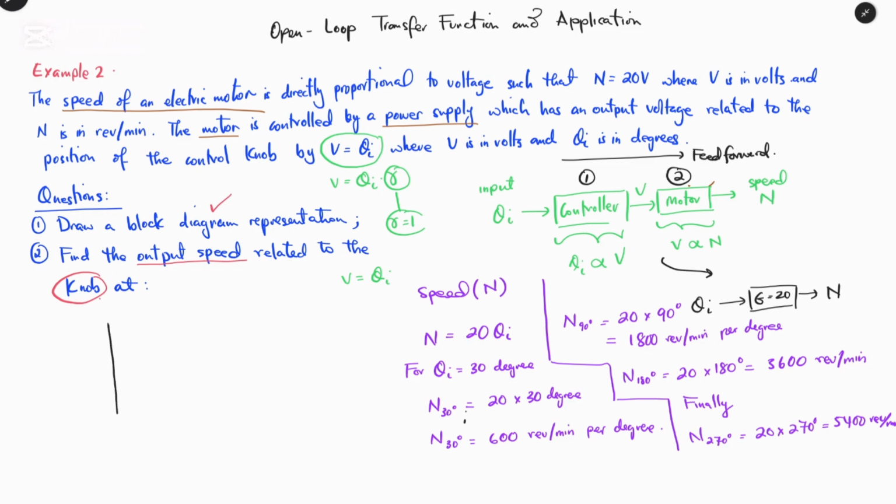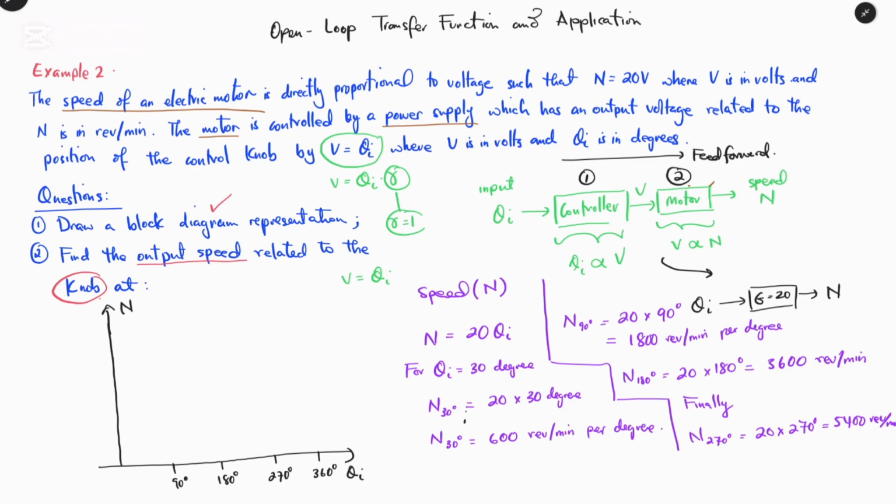So we have a graph which represents the speed, which is n, and theta I, and we can see that we have 90, 180, 270 and 360. So we can say 90 degree, 180 degree, 270 degree and 360 degree.